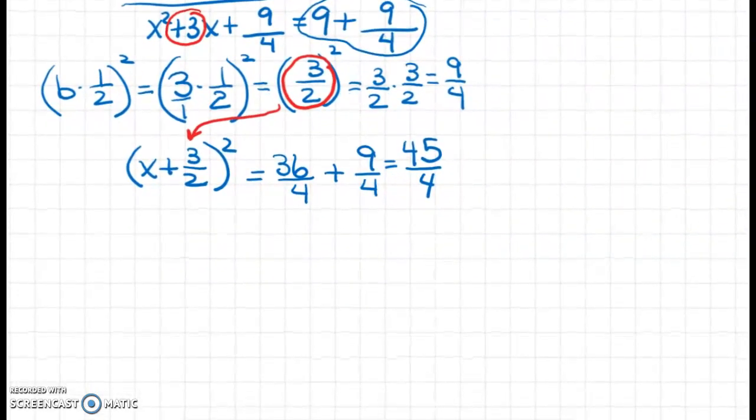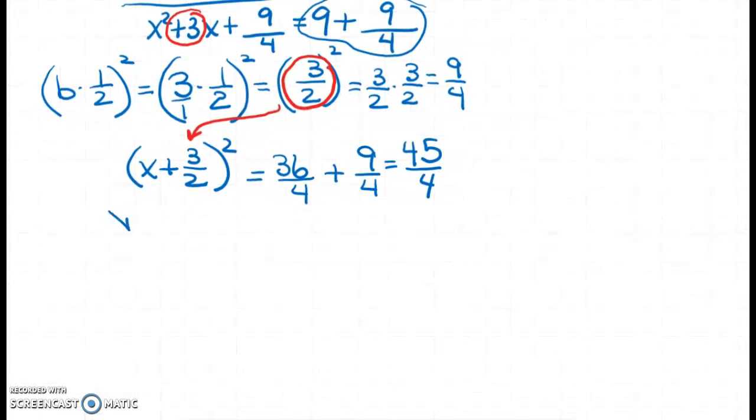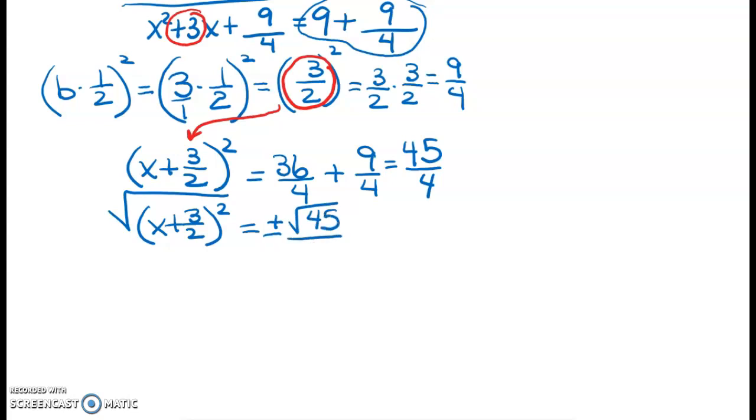So now I'm going to use my square root property. I'm going to take the square root of x plus 3/2 squared. And remember, when we take the square root of a fraction, we still have our plus or minus, but we're splitting our fraction up into the numerator and denominator. And I know that 45 is 5 times 9, and 9 is 3 times 3. I know that 4 is 2 times 2. So I have a nice group of two numbers in both my numerator and denominator.